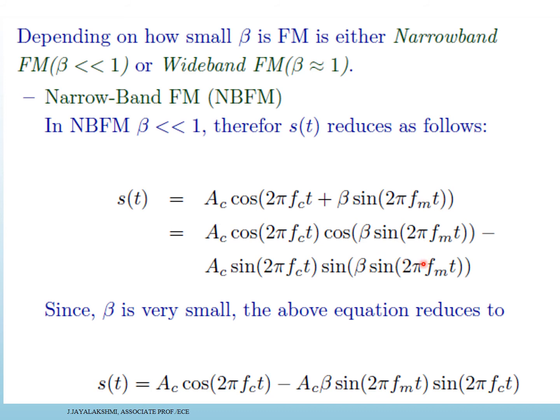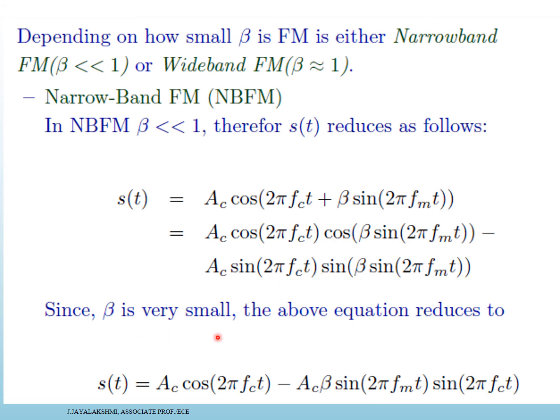Now, you apply the trigonometric formula for cos of a plus b. So cos a cos b minus sin a sin b is going to be the equation. Ac is common. So it is Ac cos a into cos b, minus Ac sin a into sin b.